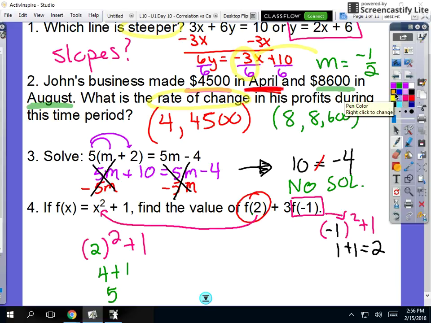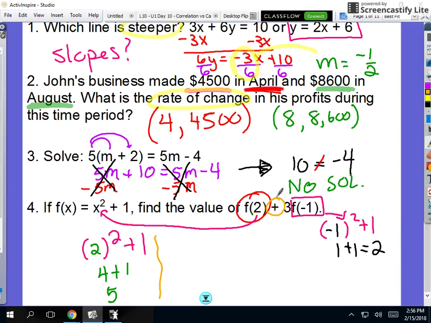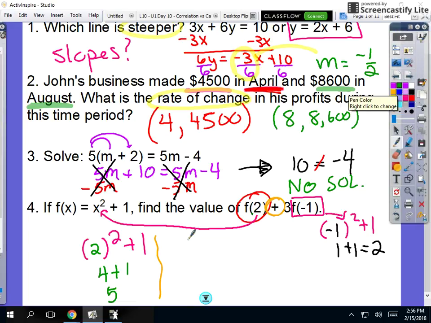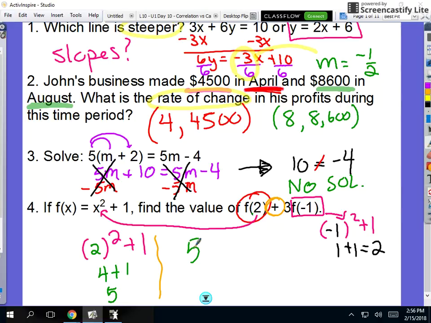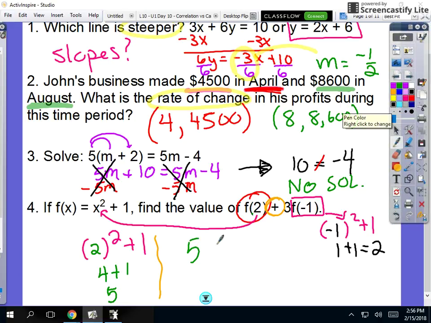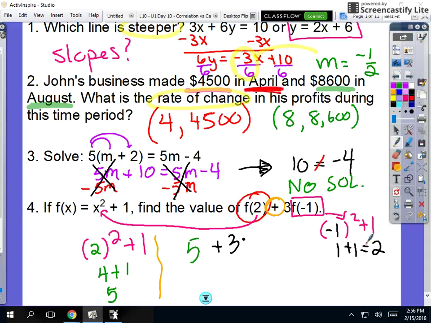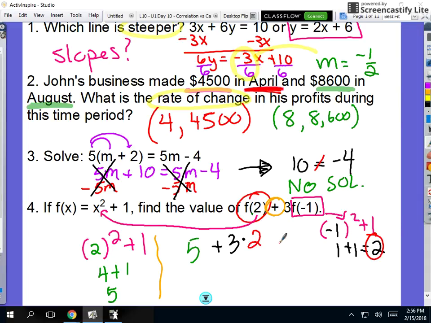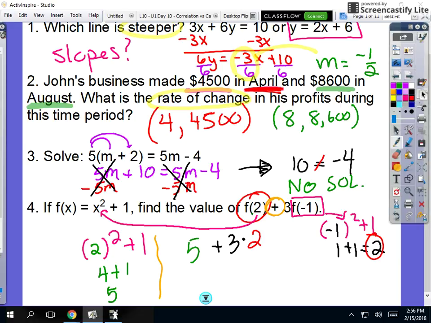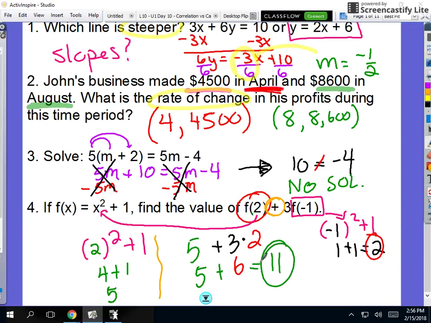If you bring it all back together, my actual equation is going to be, because notice we're asking you to add them, the green 5 plus this 3 times who? 3 times this 2 right here. So now we need to do multiplication before addition. So if we multiply first, that gives me 6. So now 5 plus 6 equals 11. There's your final answer.